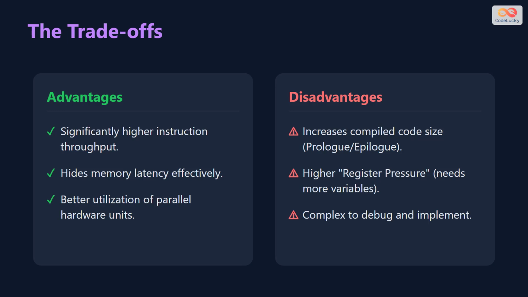However, there is no free lunch. Software pipelining increases the size of your executable file because of the extra code for the prologue and epilogue. It also puts more pressure on CPU registers, as it needs to keep track of variables from multiple overlapping iterations simultaneously.